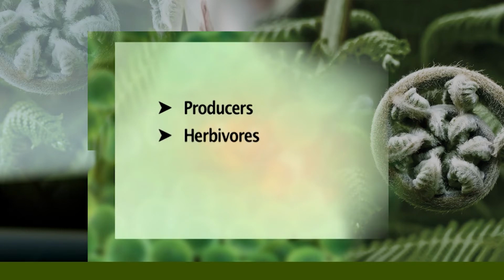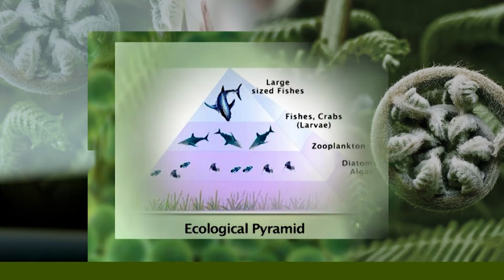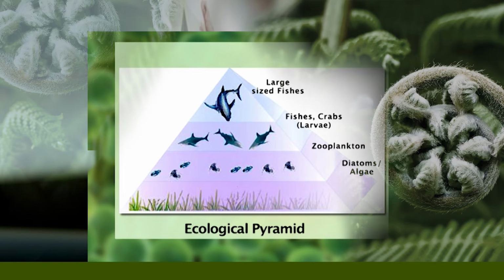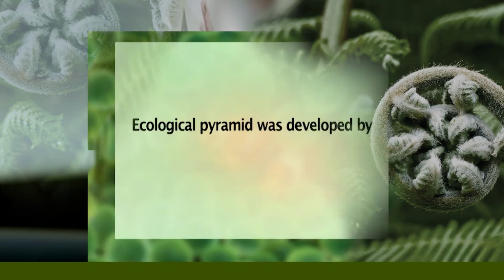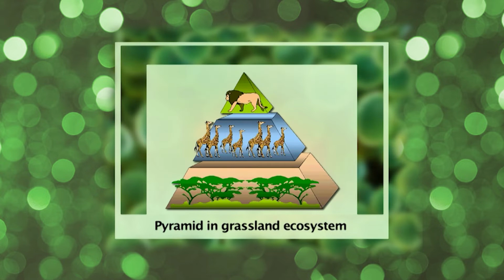The trophic structure and function at successive trophic levels, that is producers, herbivores and carnivores, may be shown graphically by means of ecological pyramids. The concept of the ecological pyramid was developed by Charles Elton in 1927, and after his name these are also called Eltonian pyramids. It is a graphical representation which depicts the number of organisms, biomass and productivity at each trophic level.